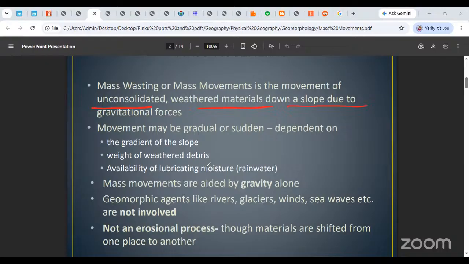Now the movement, like we discussed, may be gradual or sudden. And what does the rate of the movement depend upon? It depends upon the slope, the gradient of the slope, whether the slope is gentle by nature or whether it is a steeper slope.